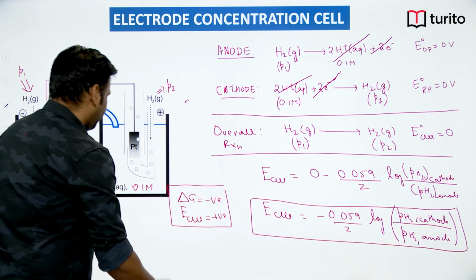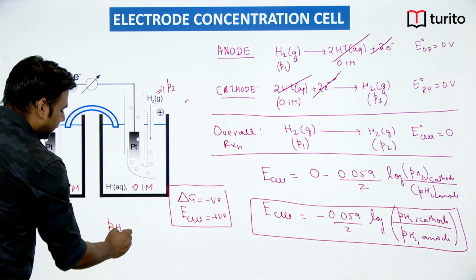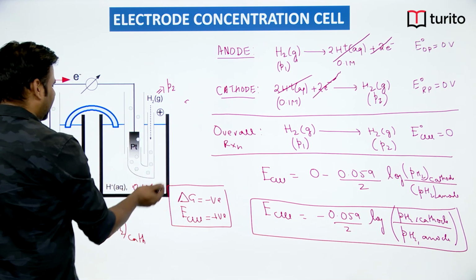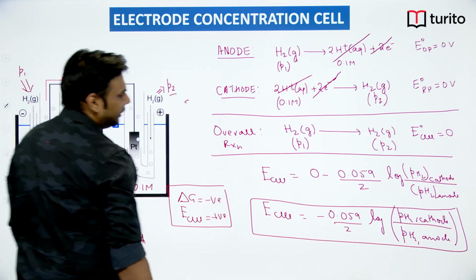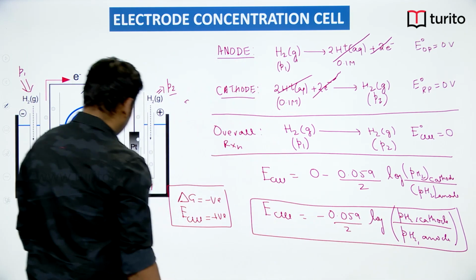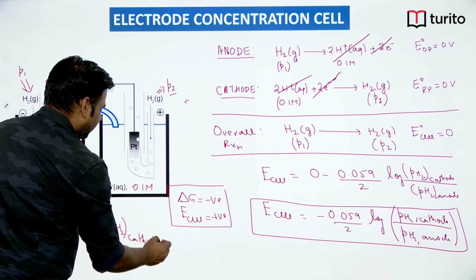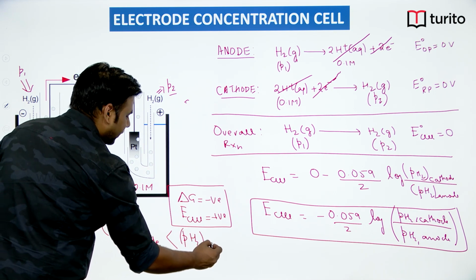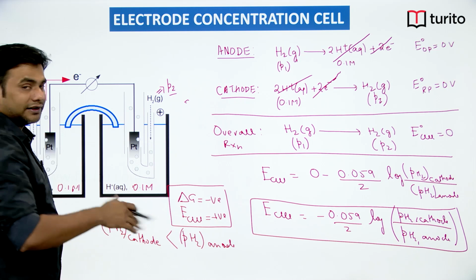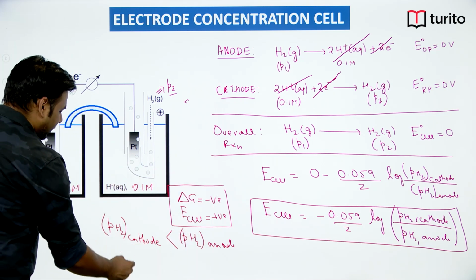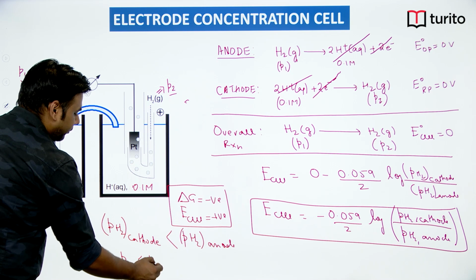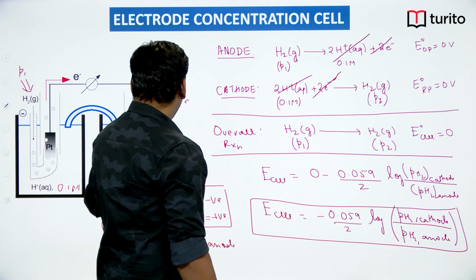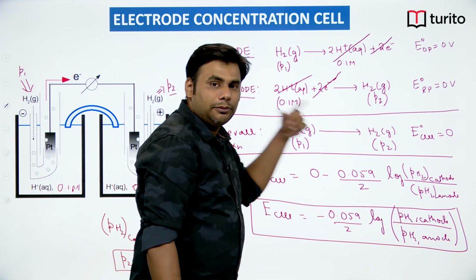So for this term to be negative, the ratio has to be less than 1. The pressure of hydrogen at cathode, which we took as P2, and this as P1, so we can write this as P2 and this as P1. So the partial pressure of hydrogen at cathode should be less than the partial pressure of hydrogen at anode. This is not pH, this is partial pressure of hydrogen. So P2 should be less than P1. P2 was the partial pressure of hydrogen at the cathode, and P1 was the partial pressure of hydrogen at the anode.